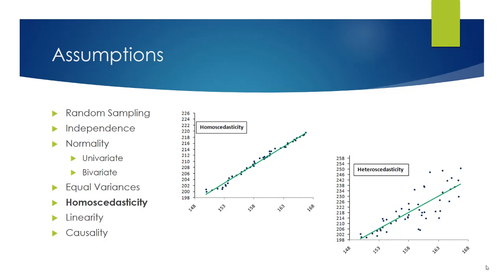And so in this case, we would be concerned that we have violated that assumption of homoscedasticity and that we may not be able to do a correlation or a bivariate regression.